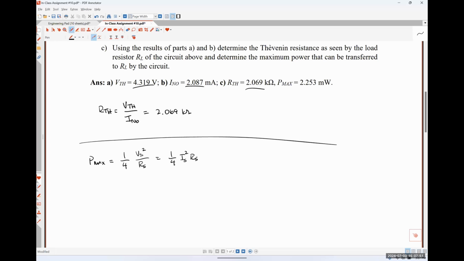Well, our practical voltage source is just our Thevenin equivalent circuit, and our practical current source in this case is just our Norton equivalent circuit. So really, we could just say this is 1/4 VTH squared over RTH, or 1/4 I Norton squared times RTH. Either way will wind up giving us the same result.